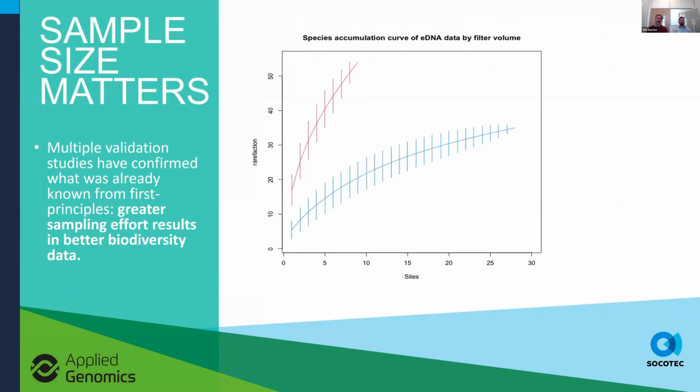Now, the key things that we've learned along the way, and we've been doing this for about 10 years, are that sample size matters. So the greater the sampling effort that we put into looking for something, the more you look for something, the more you're going to find the things you're looking for. And this should probably be the least controversial thing I say on that.